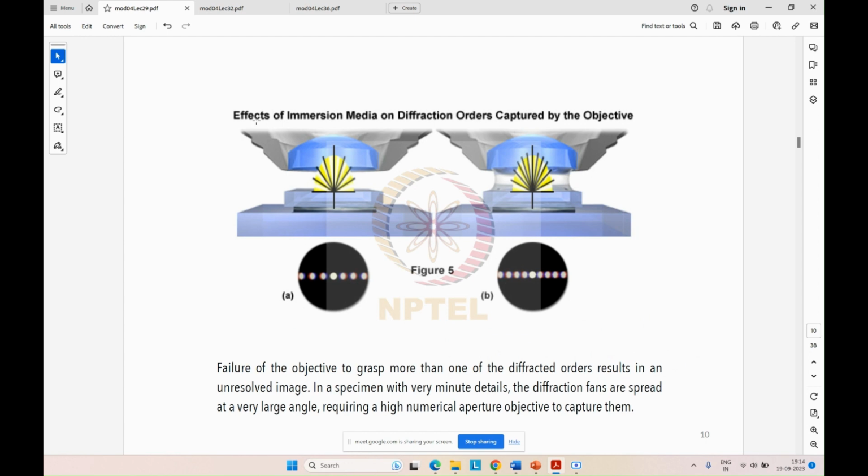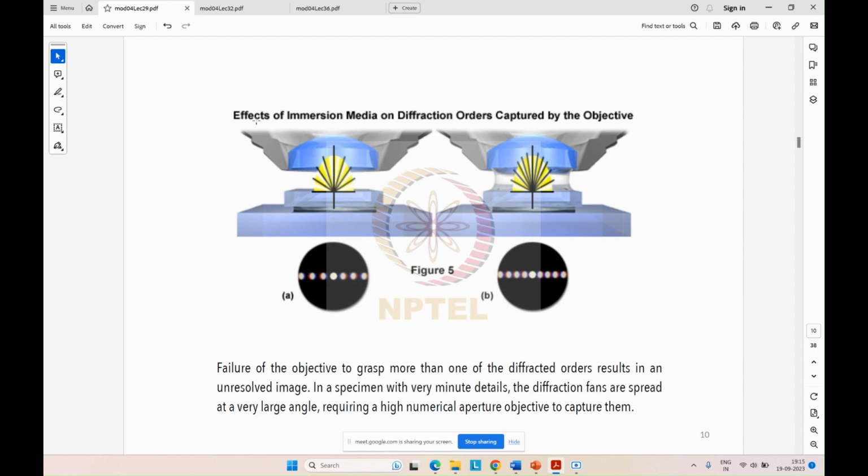Now, as I said before, there are different kinds of objectives available. It can be 4x, 10x, 20x, 100x, etc. As you go higher in the objective zoom, the interface between air and the objective lens starts interfering with your ability to focus on the sample. You can focus on it, but your sample won't be clear.